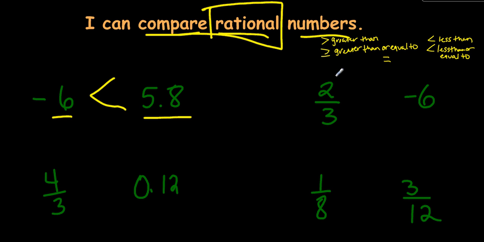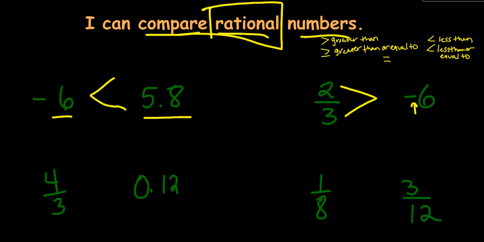Same principle applies over here. I have 2/3, which looks small because it's a fraction, right? And the numerator's smaller than the denominator. But over here, this one is negative. So even though 6 looks like a big number, if it's negative, I know that my 2/3 is actually bigger. So I could say 2/3 is greater than -6.